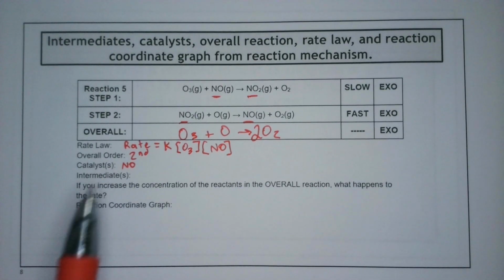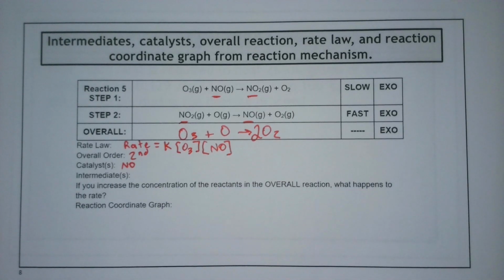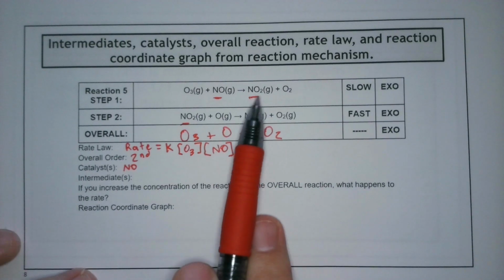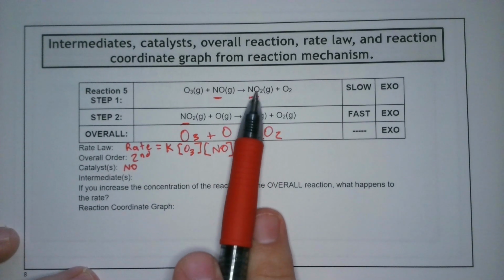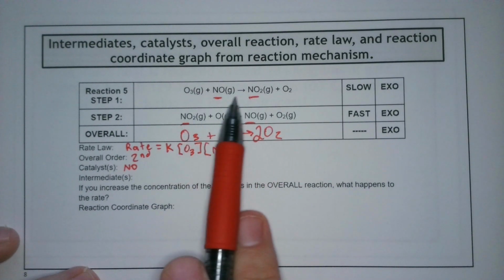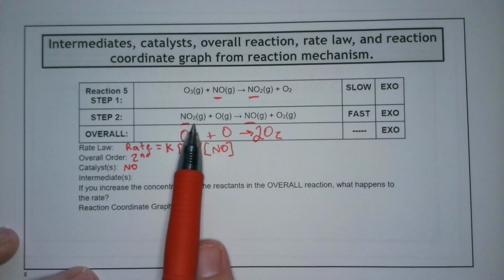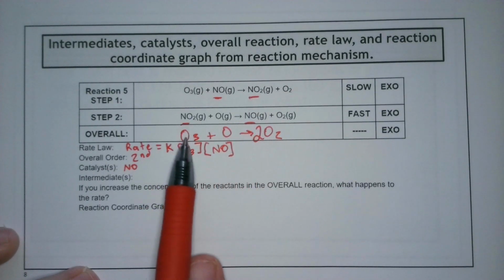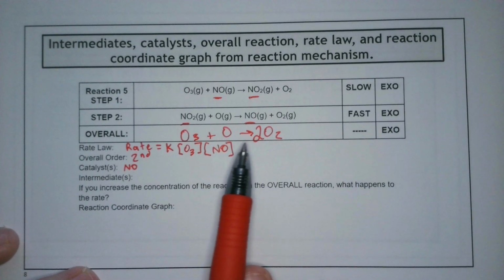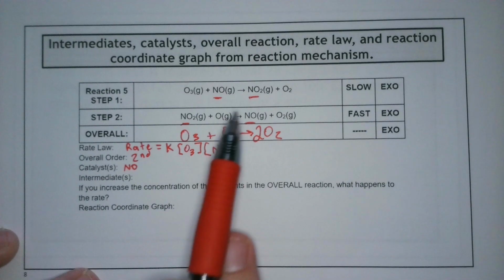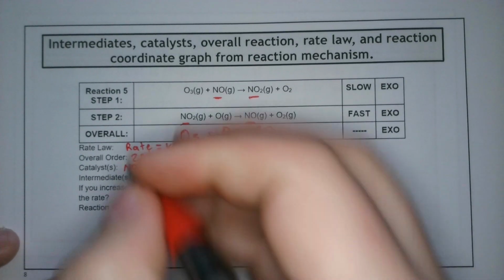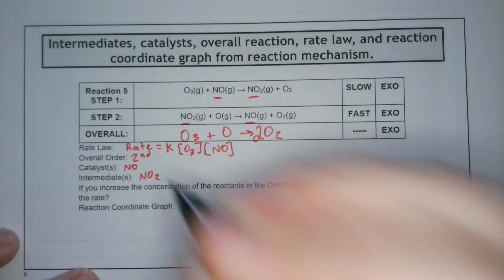Intermediates are things that are made during the reaction just to be used again immediately after, or eventually after. In this example, my NO2 was made during the first step by adding an extra oxygen and then just immediately used again. You'll notice your intermediate does not appear in the overall rate law, or the overall reaction. Neither does your catalyst. So your intermediate this time is NO2.